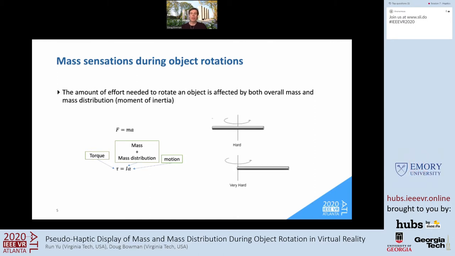If you think about rotating these two iron bars, if we rotate it around the center, as shown in the top image, that might be hard depending on how heavy the iron bar is. But if we rotate it around one end, it's even harder. It requires more torque to do that because more of the mass is out at the end of the bar.